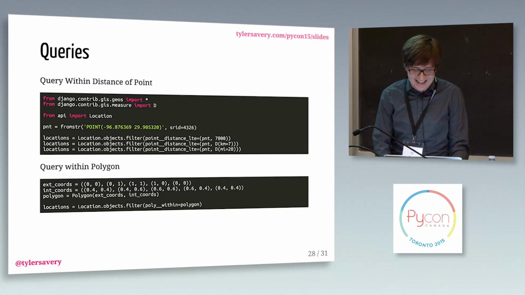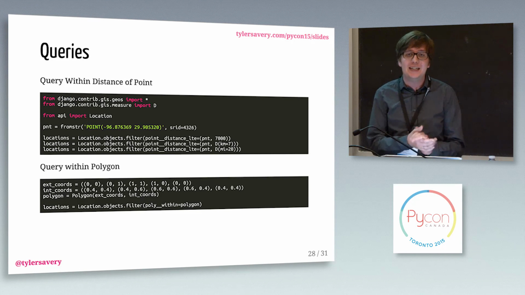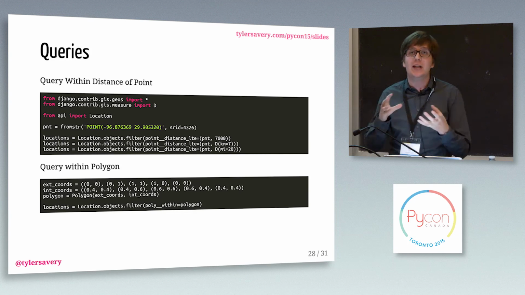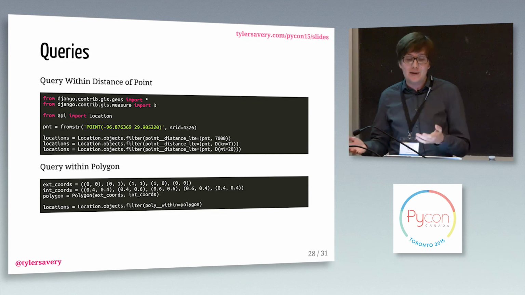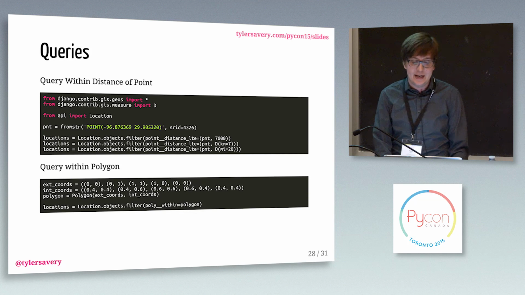There are also queries you can do to check if something overlaps. Maybe you have a polygon of a park, and you want to see if a drinking fountain is in that park. You can call queries like this. You can see if it's within a certain distance, or within a certain polygon.